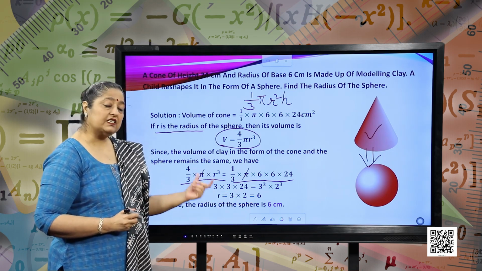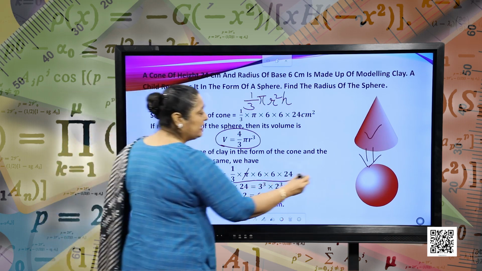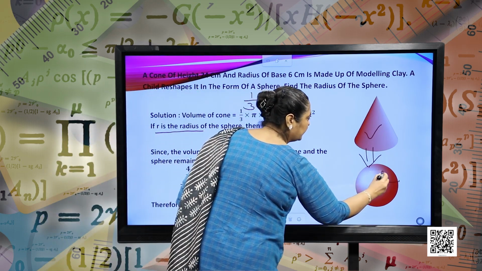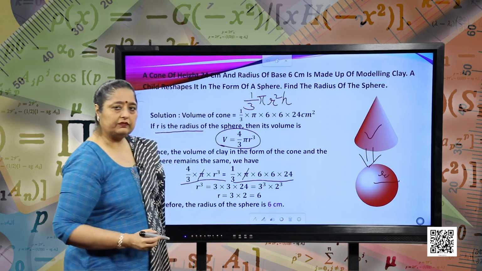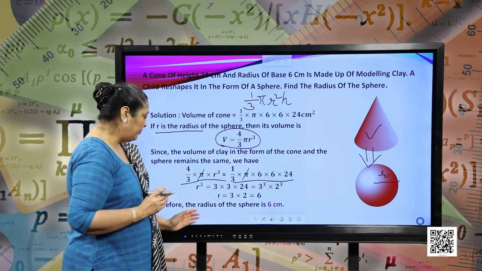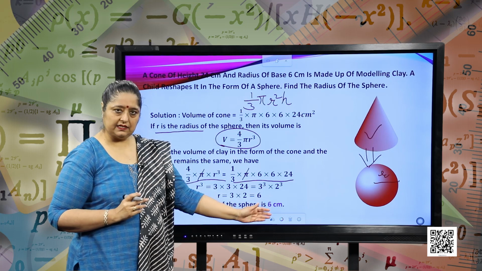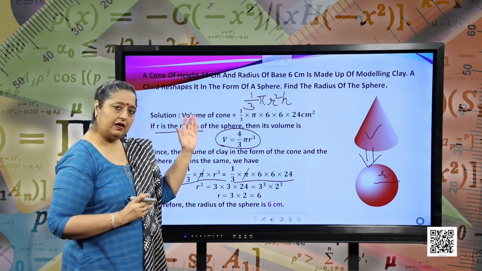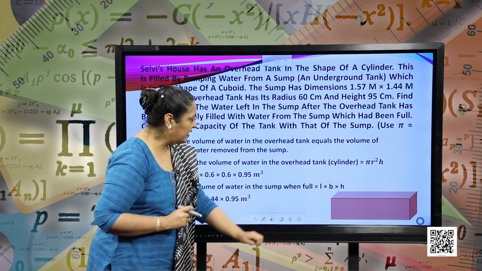We can cancel pi with pi and solving it further for r, what we have is r is equal to 6. So, what is r? r is the radius of the resulting sphere. So, radius of the sphere will be 6 centimeter. I hope this question is clear. So, let us move forward to our next question.